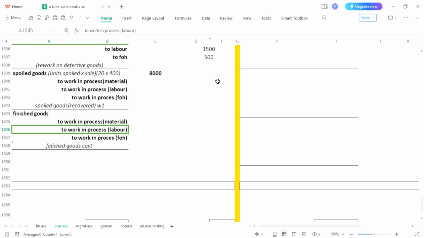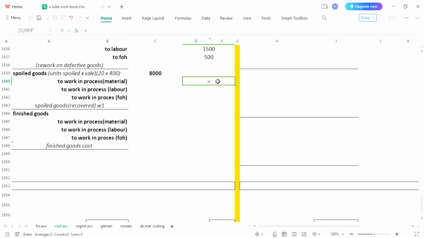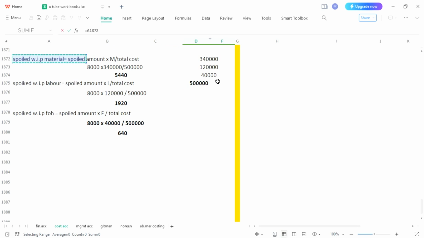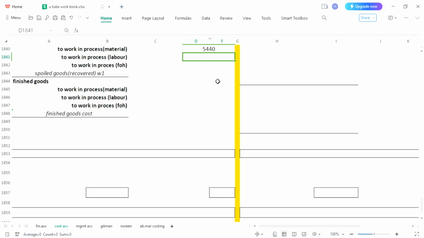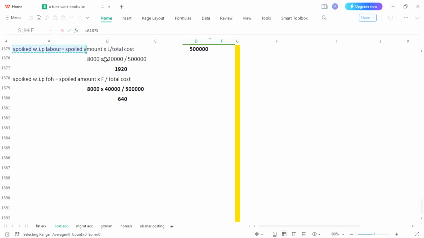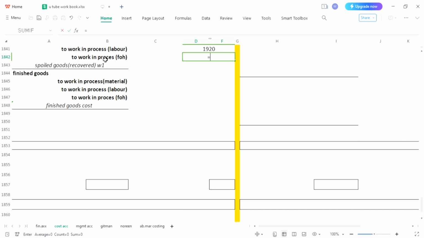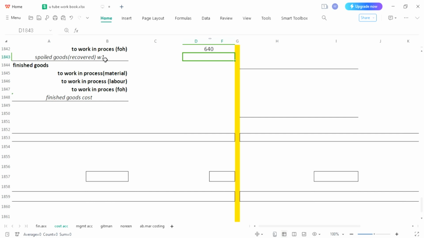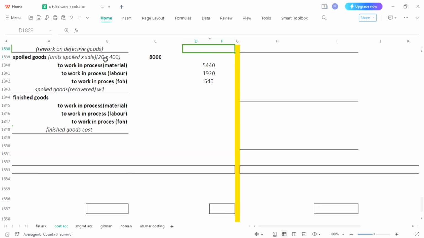Here you have your first amount, work in process material, and where you have calculated it, this was your spoiled work in process material. Calculated amount was 5440, put over here. Then you need to have spoiled work in process for labor. Amount was 1920, put over here. Then you have work in process FH. Spoiled work in process for FH amount was 640. So you can put it over here. It's time to see the calculation. We will have to verify it.